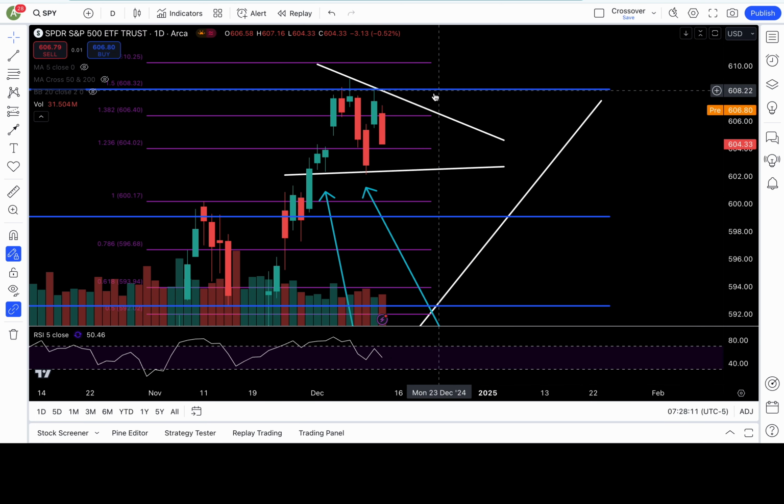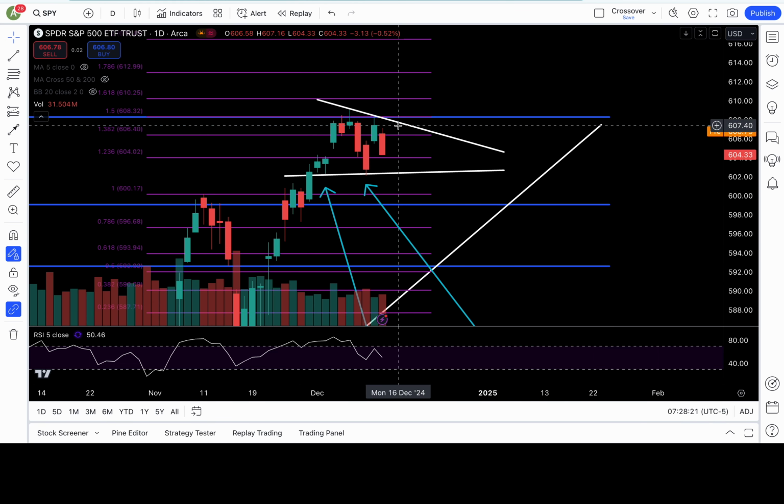But if we break down 606.4, go retest that low at 602 and break it down, the bulls are going to be pissed. All right? Anything between 608 and 602 is just chop. Be patient. The chop phase does not last forever. And once the trend phase returns, I suggest you trade with the trend.